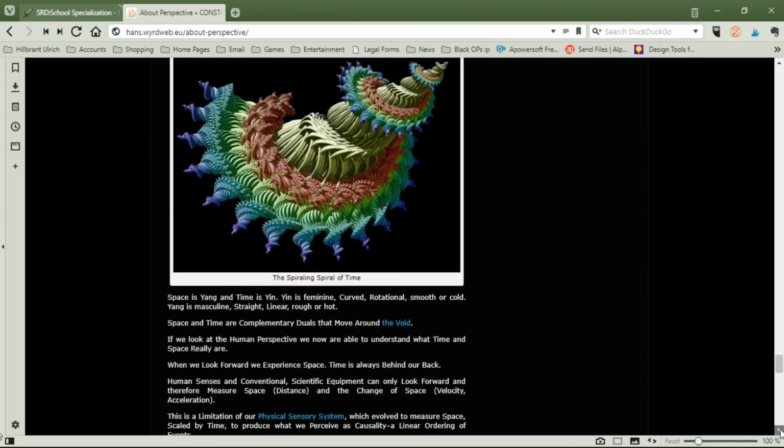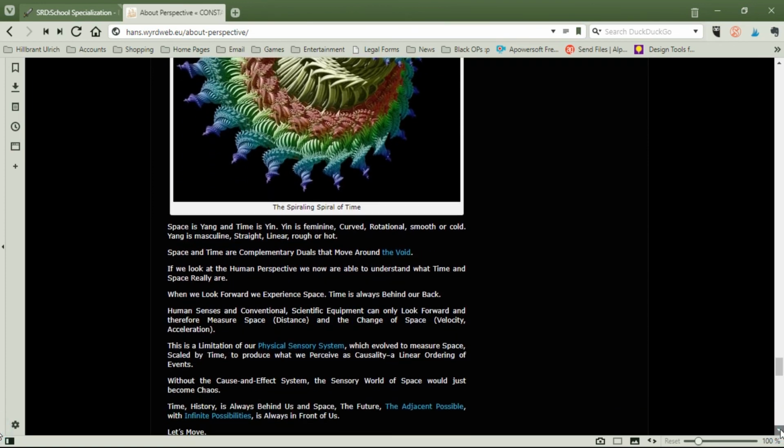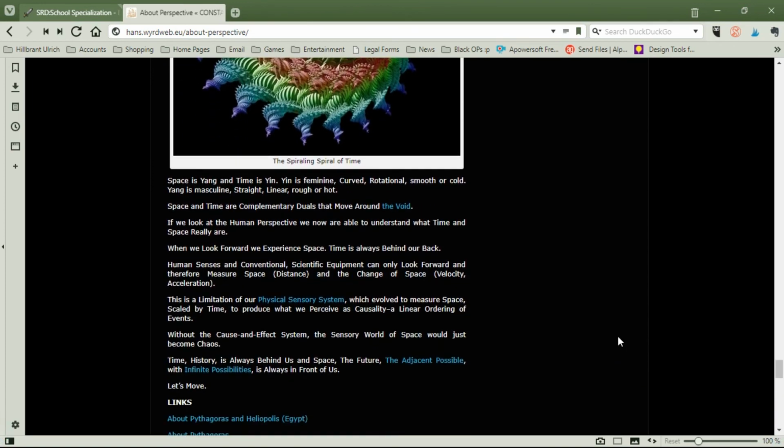But that's cool. Space is yang and time is yin. Yin is feminine, curved, rotational, smooth, or cold. Yang is masculine, straight, linear, rough, or hot. Space and time are complementary duals that move around the void. If we look at the human perspective, we are now able to understand what time and space really are.